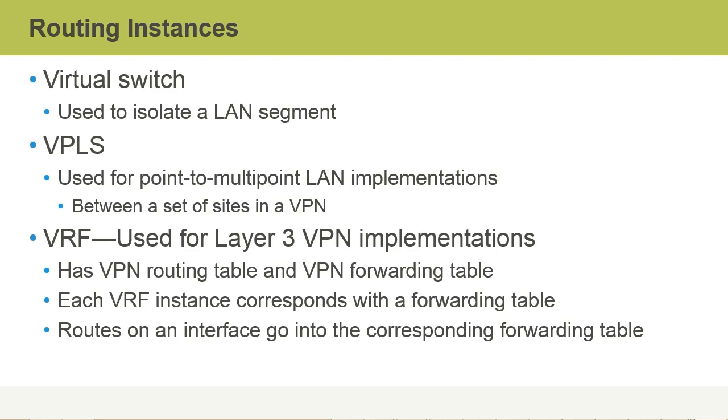VRF stands for VPN Routing and Forwarding, and this routing instance type is used for Layer 3 VPN implementations. VRF has a VPN routing table, and also it has a VPN forwarding table as well. Each VRF instance corresponds with a forwarding table. Routes on the interface go directly into the corresponding forwarding table for the VRF.